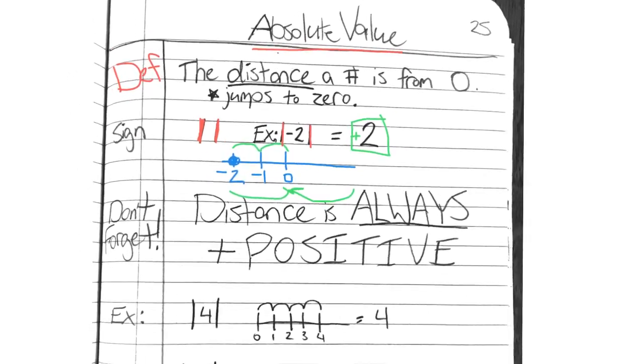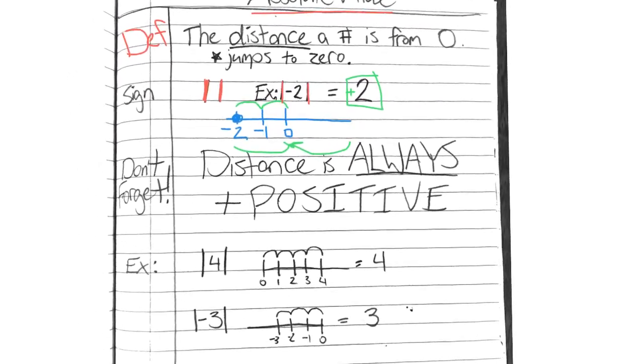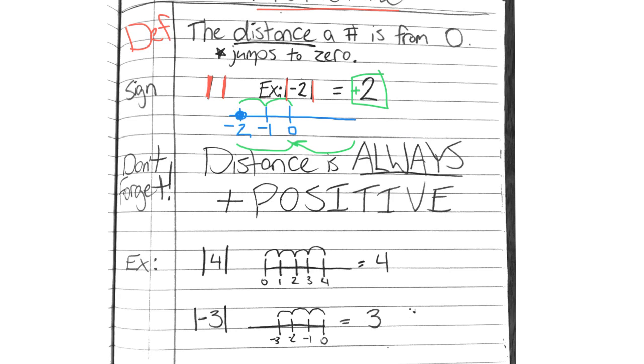Now we'll look at another example down here. Two examples. The first one is asking, what is the absolute value of +4? We count our hops, and you'll see over here they counted 1, 2, 3, 4. It was 4 hops to 0, so our answer is +4, always positive. Same thing for -3. Absolute value of -3, we start at -3 and take 3 hops, so our answer is still positive, +3.